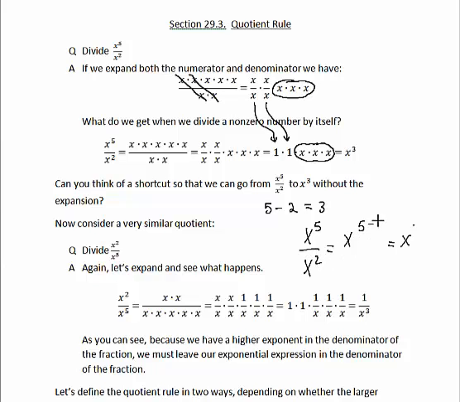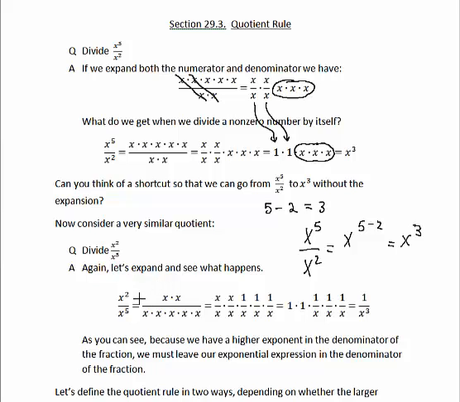So if we had a 2 instead, we would subtract 2 on the top, and that would give us a 3. So x to the third. The next example, the x squared is on top and the x to the fifth is on the bottom.